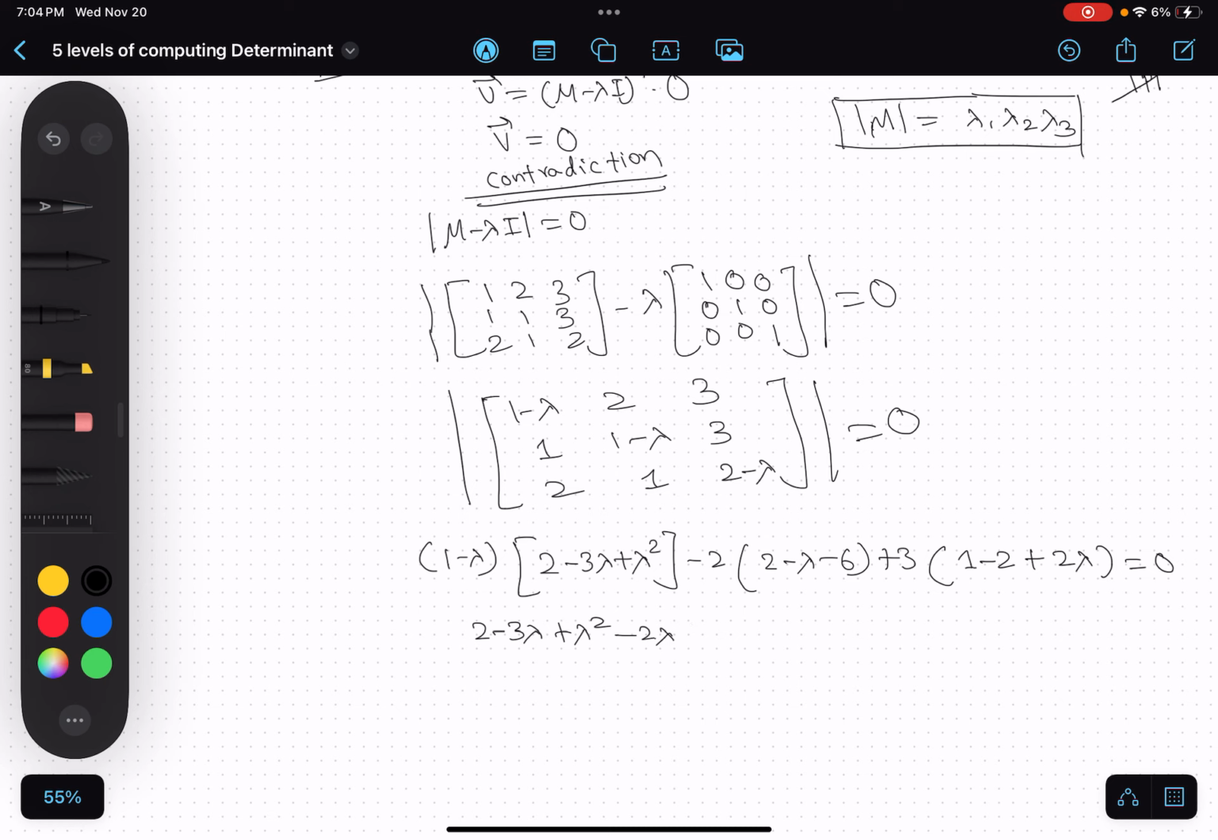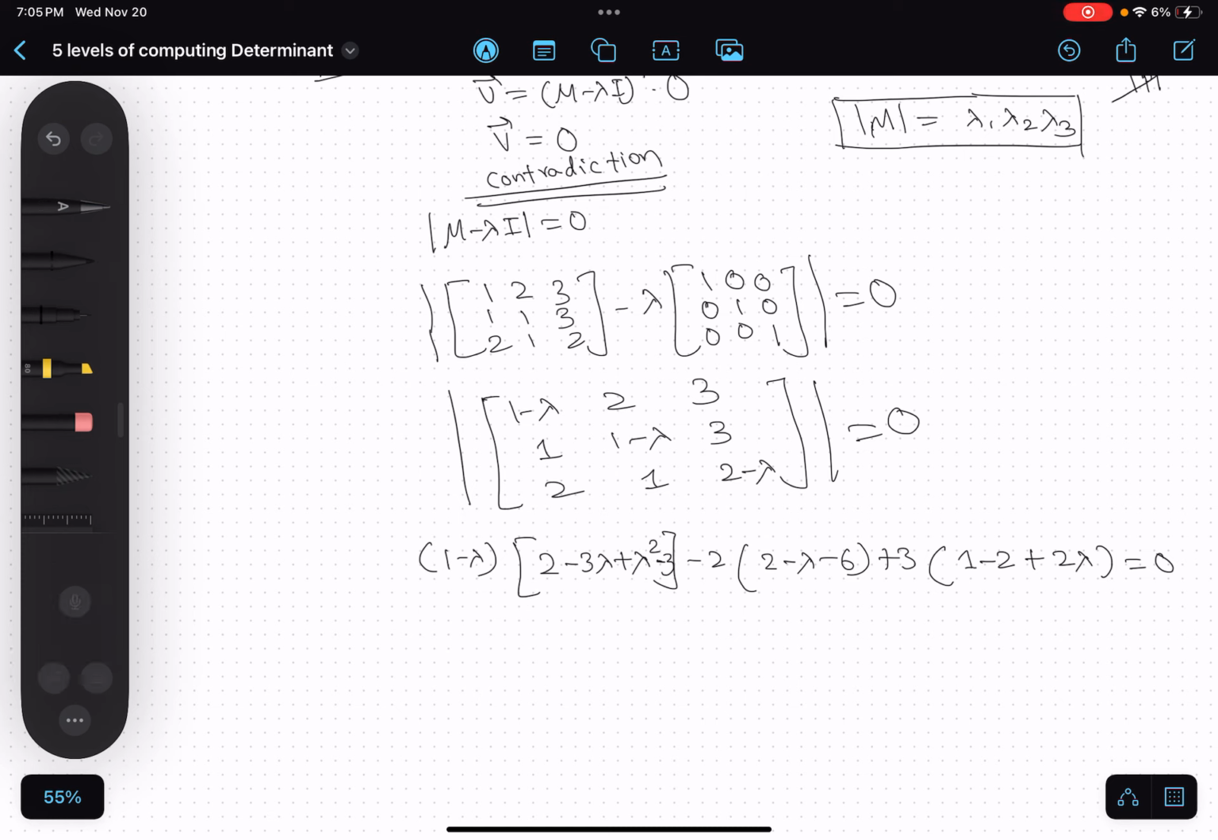Guys, I think I'm wrong. 1 minus lambda times 2 minus 3 lambda plus lambda square. Yeah, over here I forgot to do negative 3. I forgot to do negative 3, guys. So yeah, there was a problem. Definitely there was a problem.